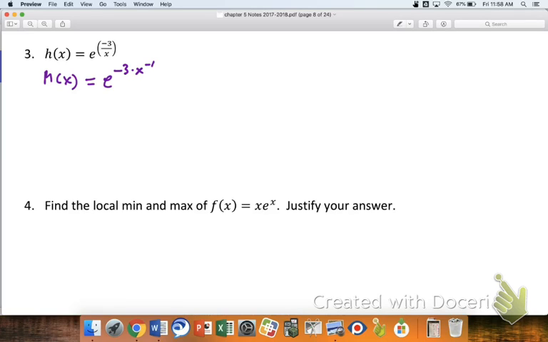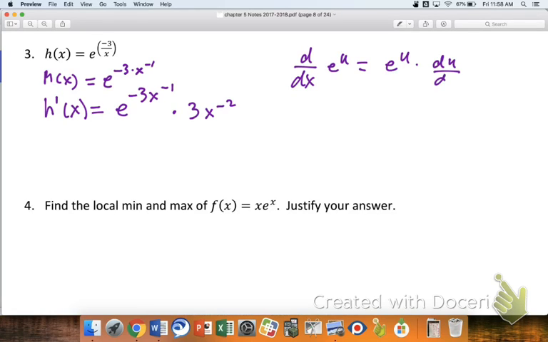Okay, so keep in mind the derivative of e to the u is simply e to the u times whatever the chain rule factor would be. So for this one, I would write h prime of x equals e to the u. Then I've got to multiply by the derivative of that inside, or the derivative of the exponent here. So the chain rule factor would just be the derivative of negative 3x to the negative 1. So that would be positive 3x to the negative 2. So again, I'll just remind you that d dx of e to the u equals e to the u times the chain rule factor, which would be du dx, or u prime. What do you guys think?